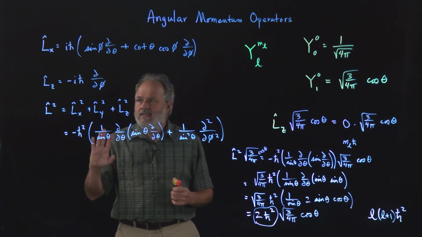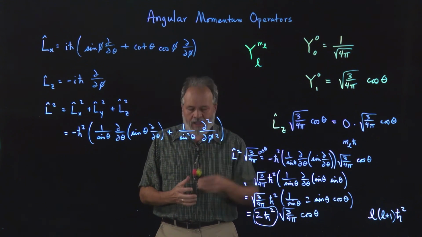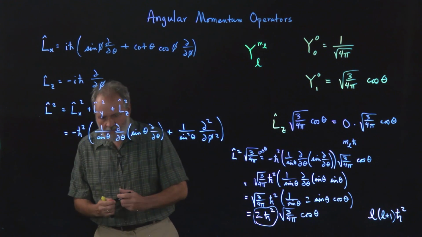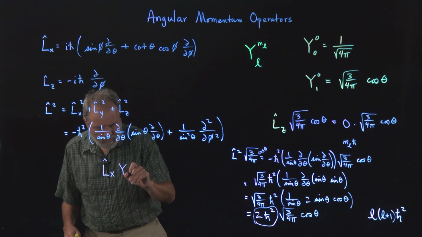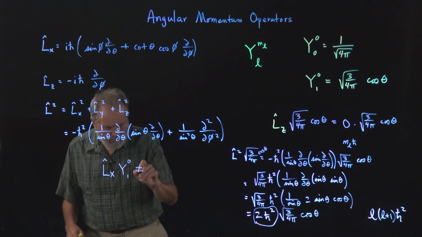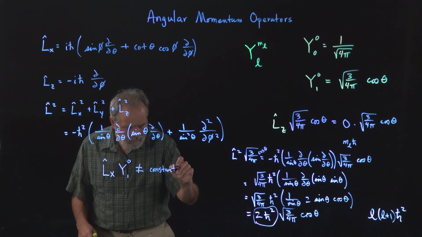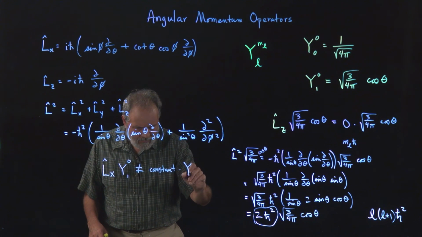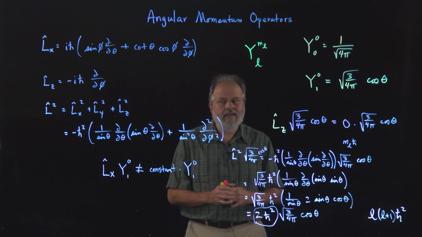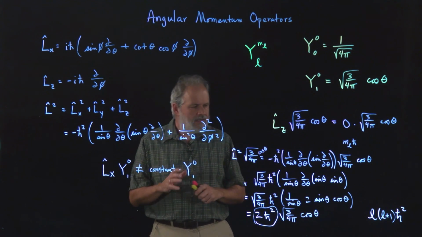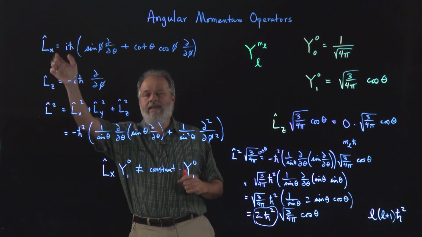Now, in class, I'm going to ask you actually to apply the Lx operator to Y1,0, and it's actually impossible to find an eigenfunction if L equals 1 of both the L squared and the Lz and the Lx operator.